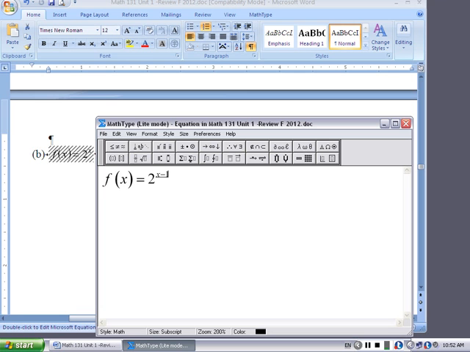So how do we do that? You identify what is the base. What is the base? 2. 2 is the base. If 2 is the base, then everything will become so clear.